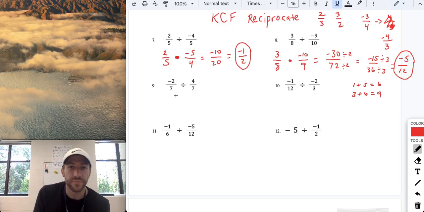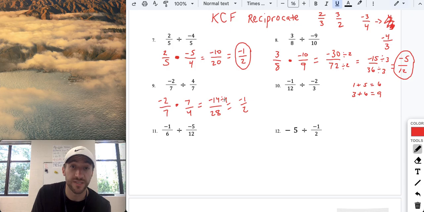Let's look at the next one. I'm going to rewrite it as a multiplication problem. Keep the first number the same. Division becomes multiplication. I'm going to flip the second fraction. So I end up with negative 2 times 7 gives me negative 14. 7 times 4 gives me 28. And that's going to simplify down to negative 1/2, because I could divide them both by 14. That's the GCF, the greatest common factor there.